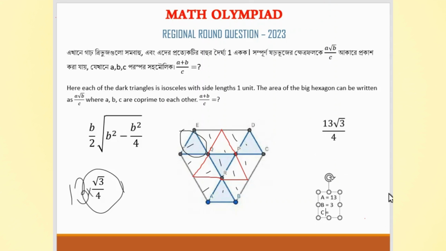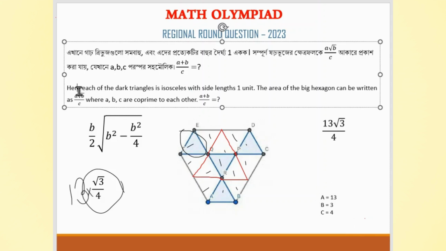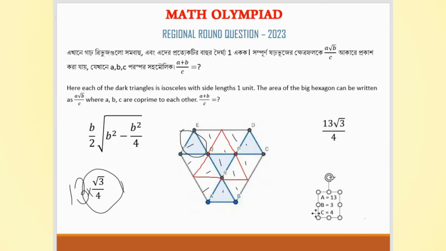Now, don't assume that b is going to be equal to root over 3. Why? Because the form already says a root over b, which means the root doesn't count as part of b. B is separate. B has its own value of 3. That's all. Okay, now remember that.